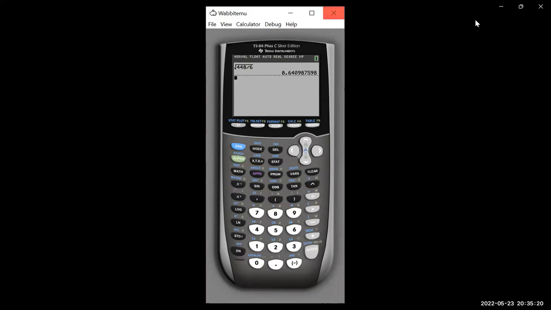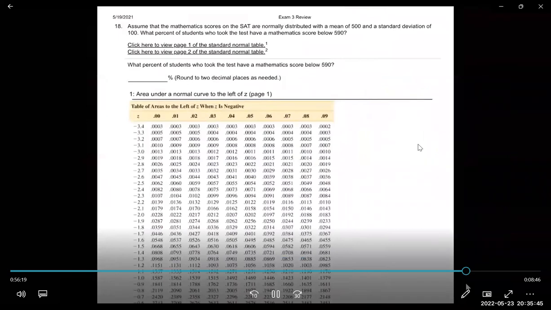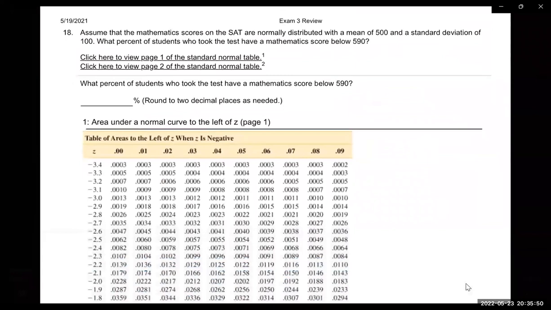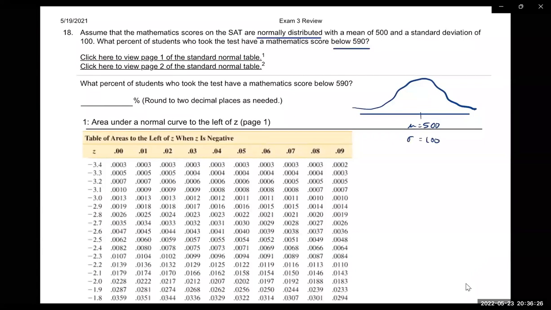All right, so now we just have one final problem to go. It says, assume that the mathematics scores on the SAT are normally distributed. Normally distributed means a bell-shaped curve. So here's the bell-shaped curve with a mean of 500, so the mean goes in the middle, and a standard deviation of 100. What percent of students who take the SAT scored below 590? 500 is in the middle, so 590 is somewhere to the right, about right there. It says below, so we need to shade to the left, because all the scores below 590 are over here.